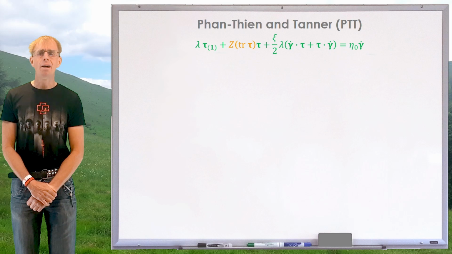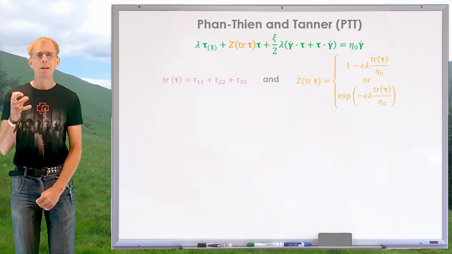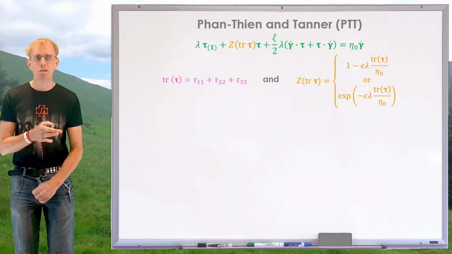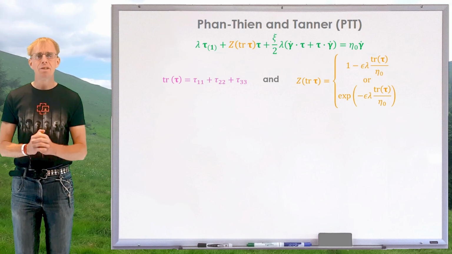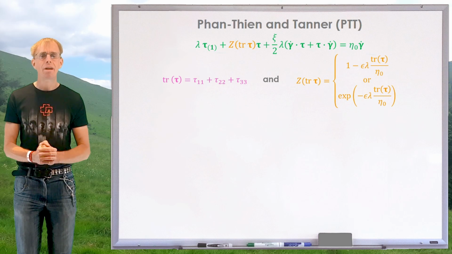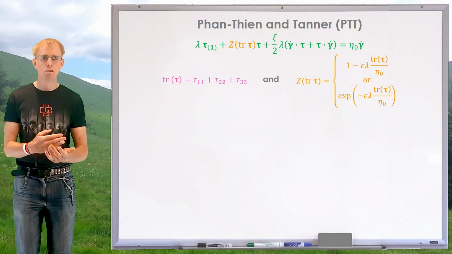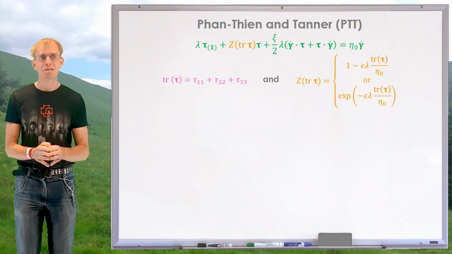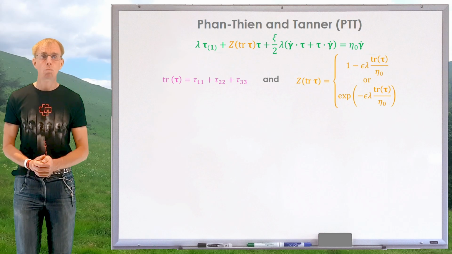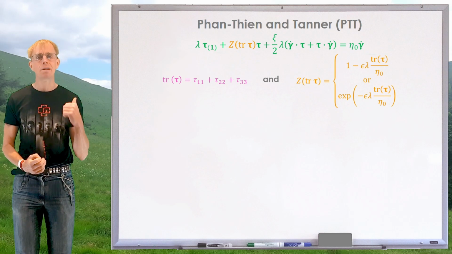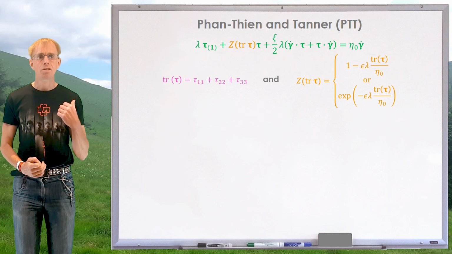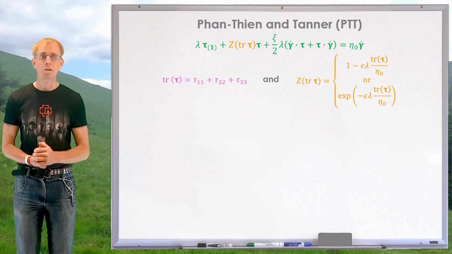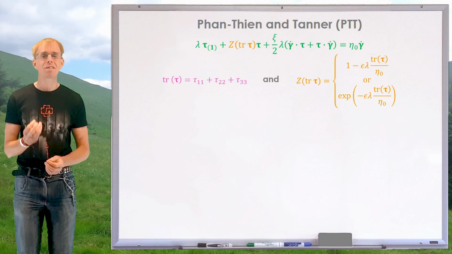So let's have a little look at what they are. Again, trace of tau is simply tau 1, 1 plus tau 2, 2 plus tau 3, 3, the sum of the diagonals of the tensor. And the key thing here not to get confused about is that z trace tau is simply saying z is a function of trace tau. This is not z multiplied by trace tau in brackets, as could be very easily interpreted from the way it's written here. I've written it here purposely in that manner because that's the way it's represented in the literature, and I wanted to put that on the board to highlight this potential ambiguity and to make sure that we're using this in the right way.